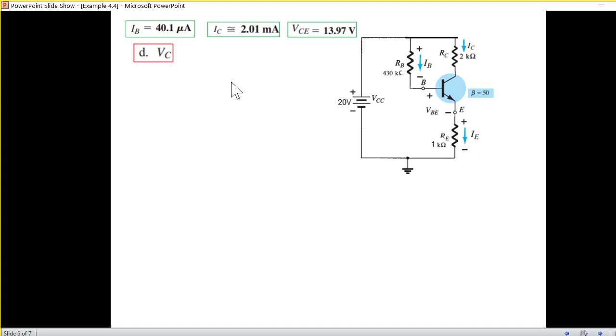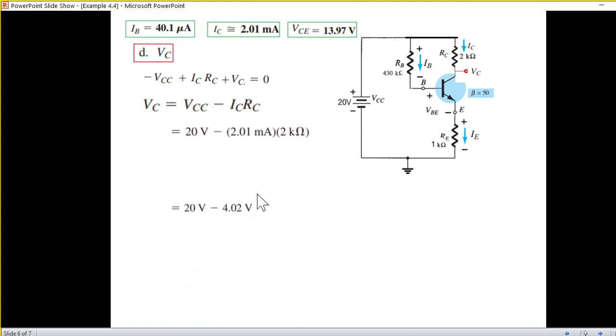And we have to find now VC. Now where is VC? At the collector voltage. This is VC. And as I mentioned, this is with respect to ground. So we can write the equation from here. VCC, ICRC, and then VC equal to 0. We don't have to go this way, because here it is ending VC with respect to ground. Plugging in the value here, it will be 15.98 volt.